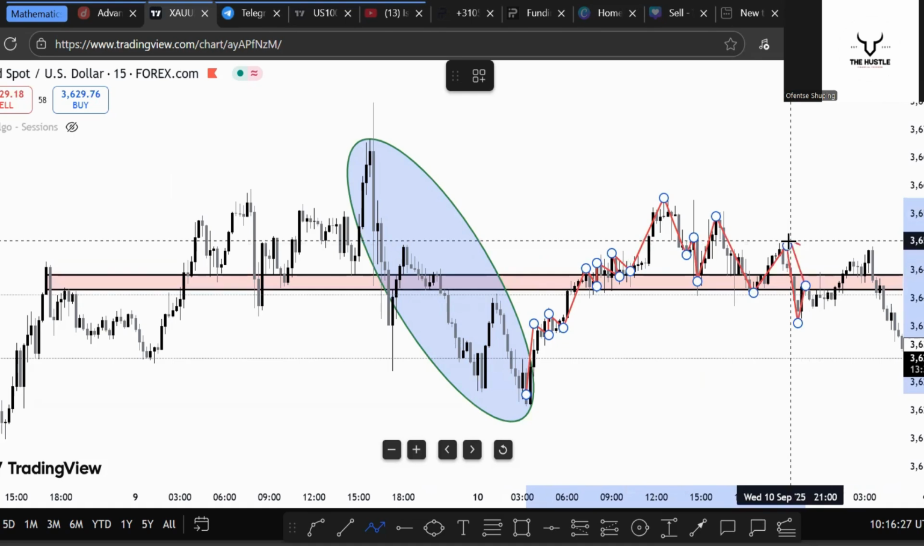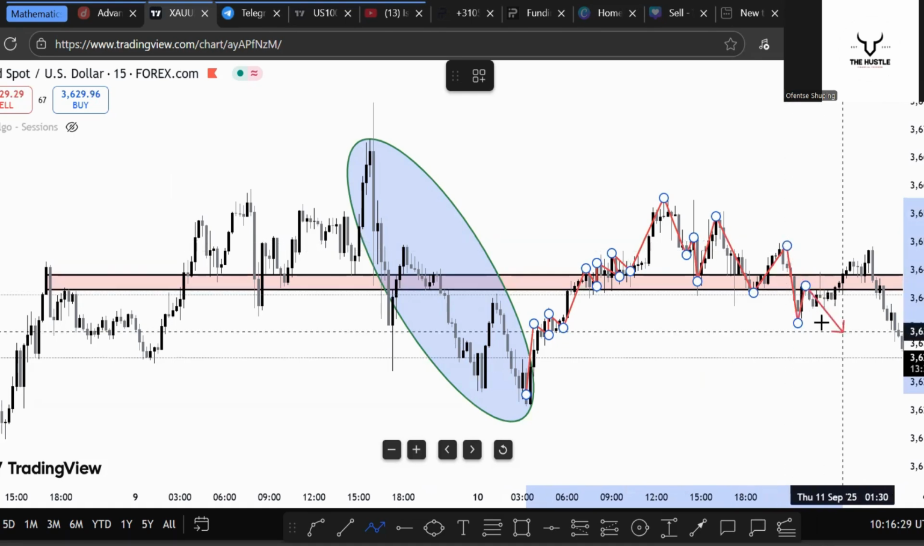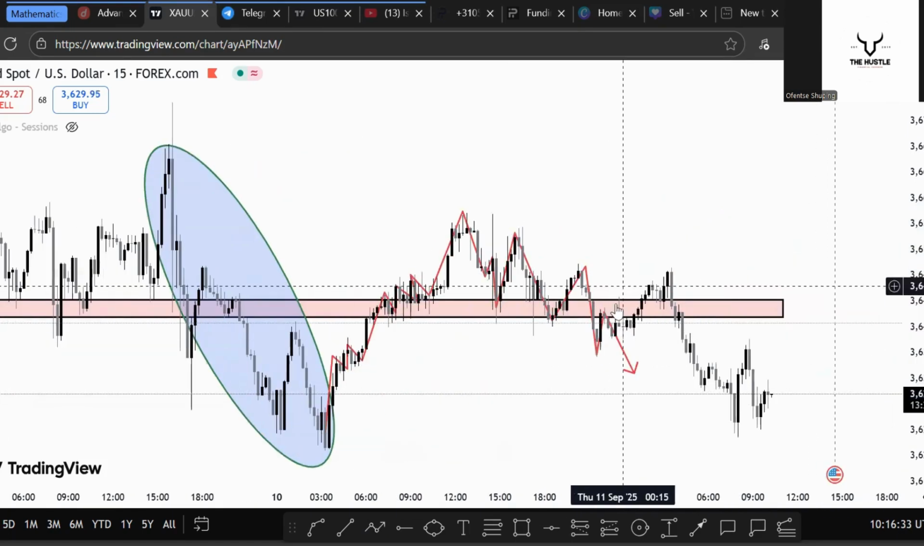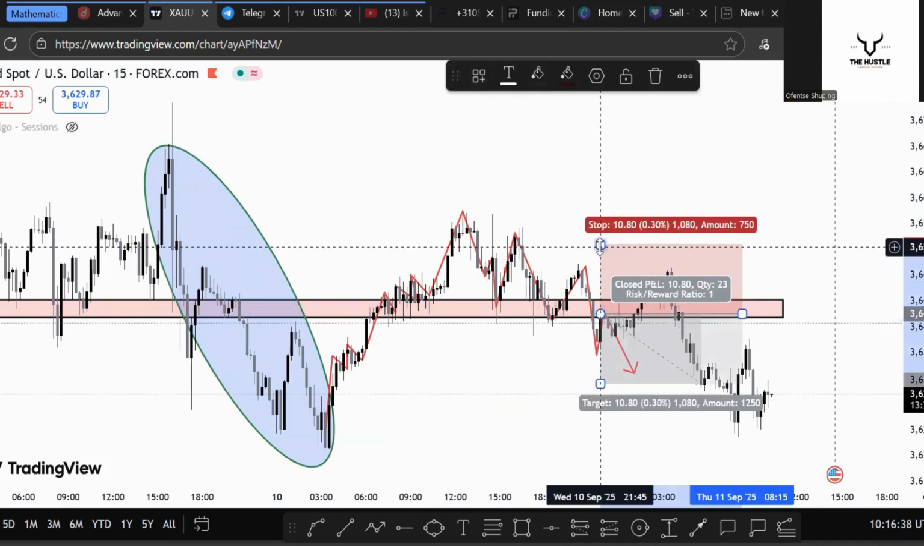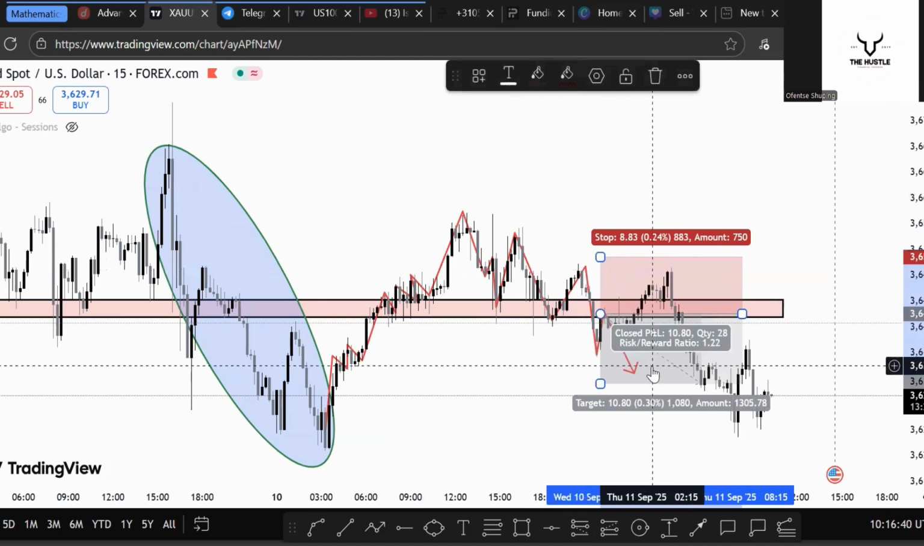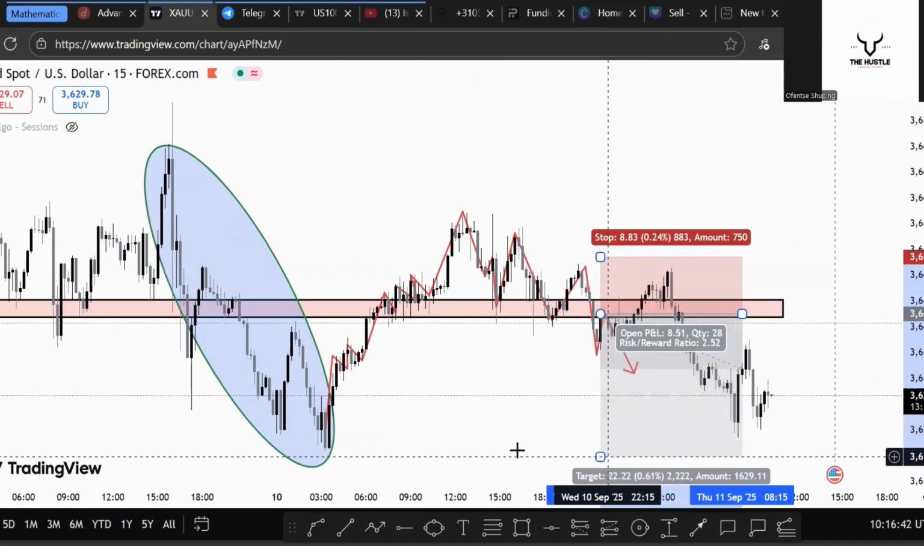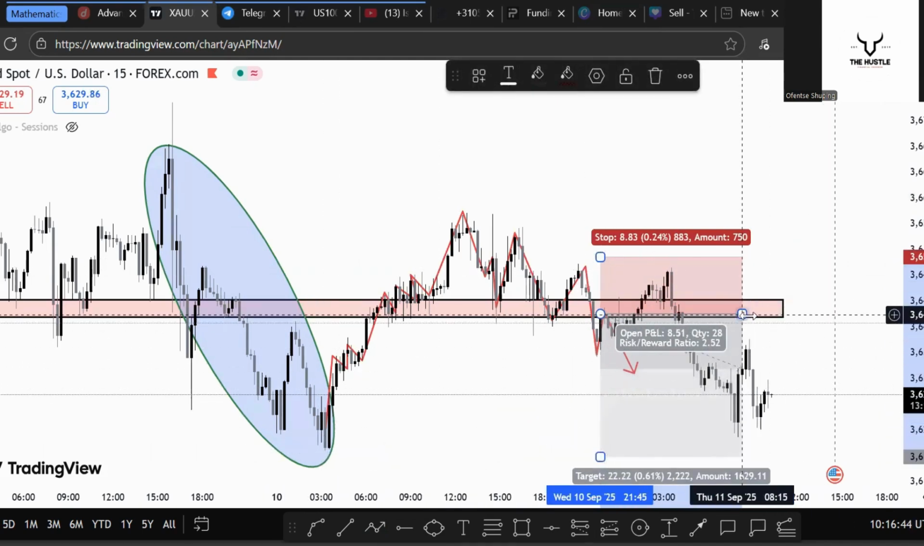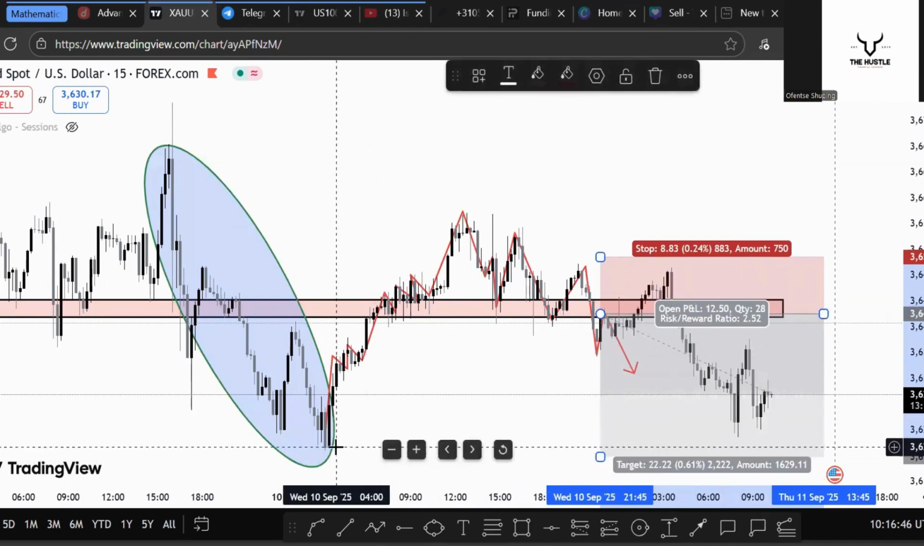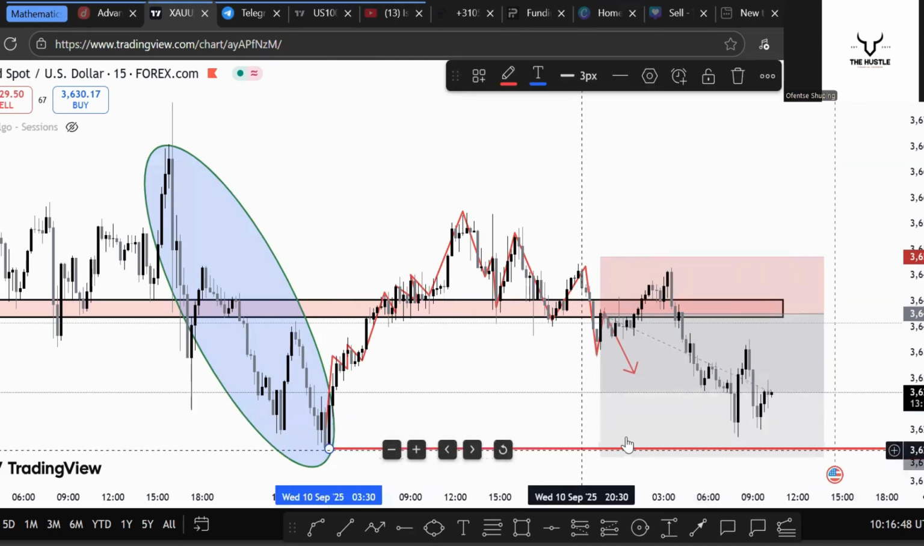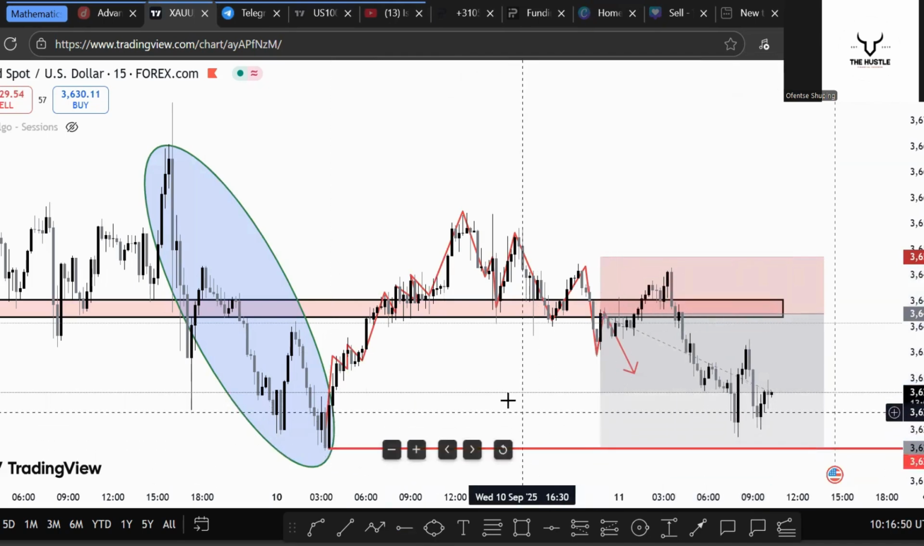My stop loss would have just been above this higher low, because that's how I trade the ICC, right? The first entry would have come here, with my stop loss just above this higher low, and then my aim is here. As you can see, the aim will be here, right?